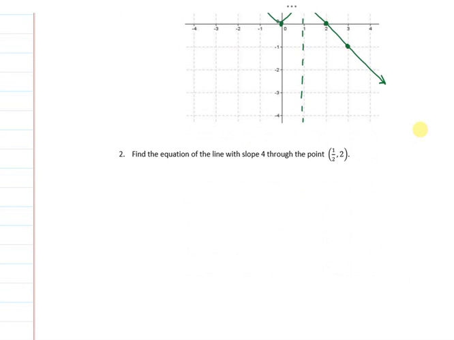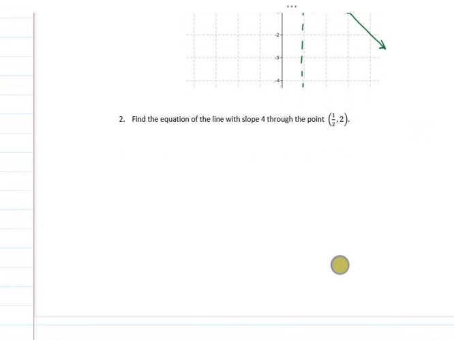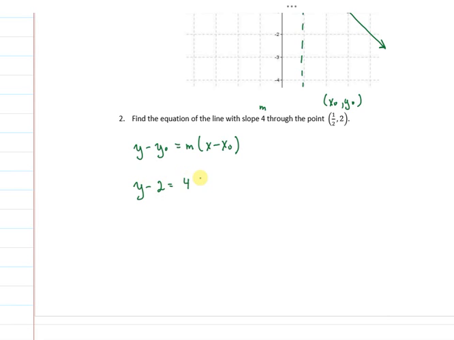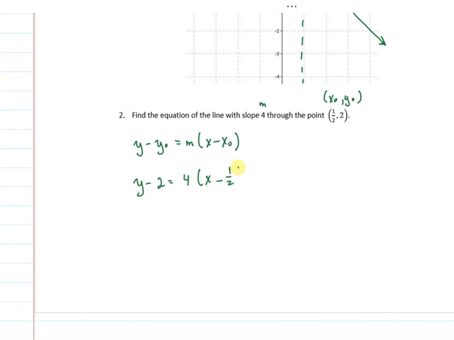Number 2, find the equation of the line with slope 4 through the point (1/2, 2). I like to use this formula, y minus y naught equals m times x minus x naught. The point is (x naught, y naught), and the slope is m. So I have y minus 2 equals 4 times x minus 1/2. I'm going to add 2 to both sides and distribute this 4, so I get 4x minus 1/2 times 4, which is 2. And then this minus 2 went over there, so that's plus 2. So then I get y equals 4x.